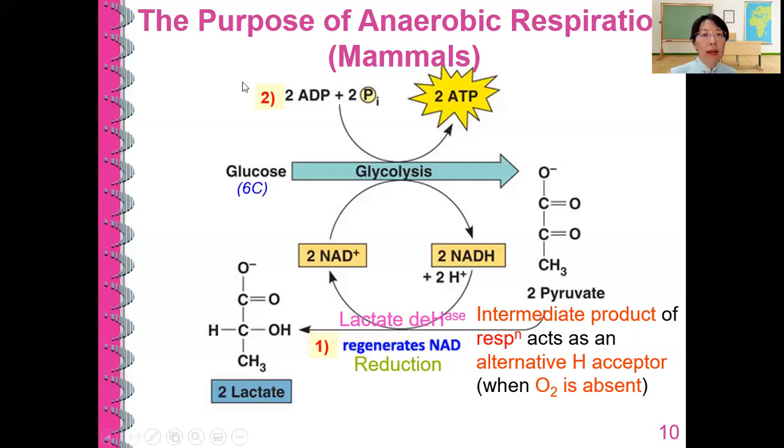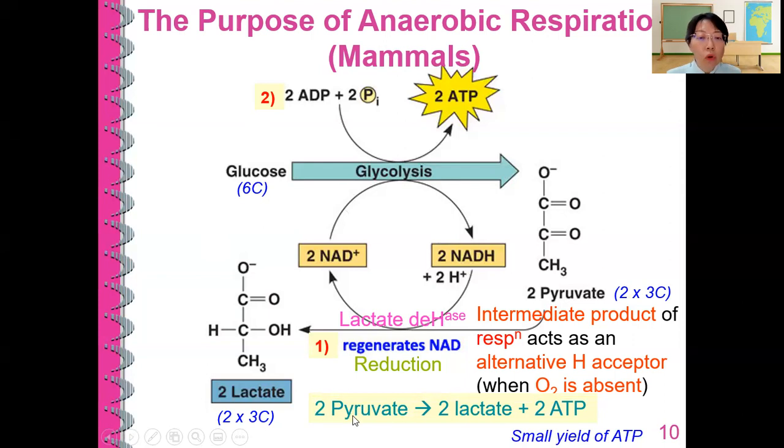So this is for mammals, right? One step is already enough to recycle or regenerate our NAD+. Okay, so just look at the number of carbon. 6 carbon becomes 2 3-carbon compounds, becomes 2 3-carbon compounds. Right. So 2 pyruvate per glucose becomes 2 lactate plus 2 ATP per glucose.